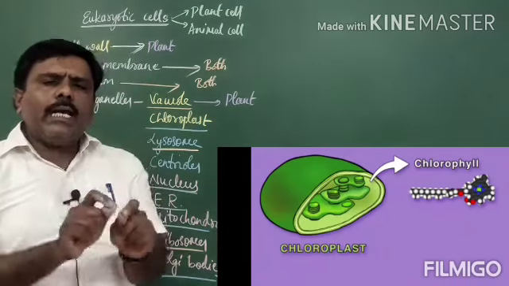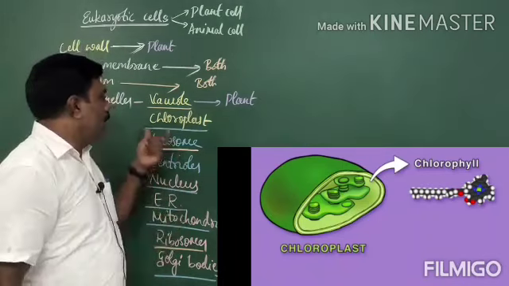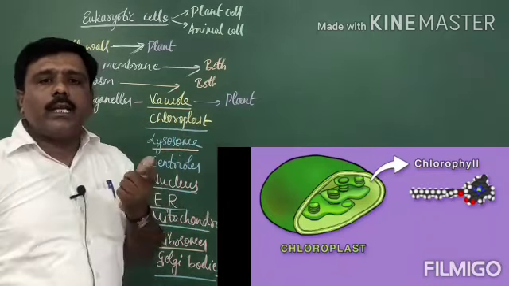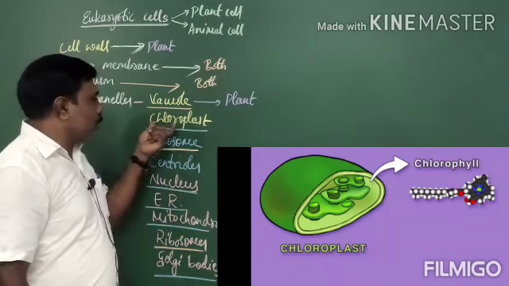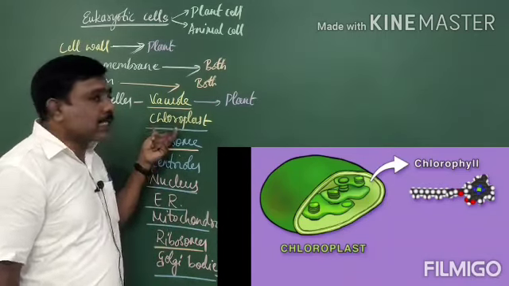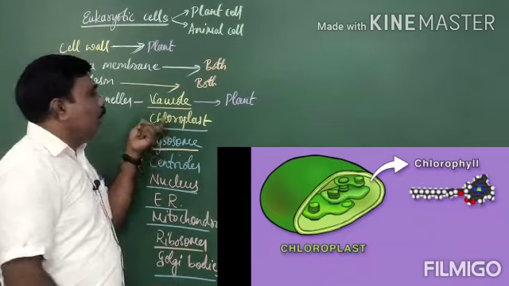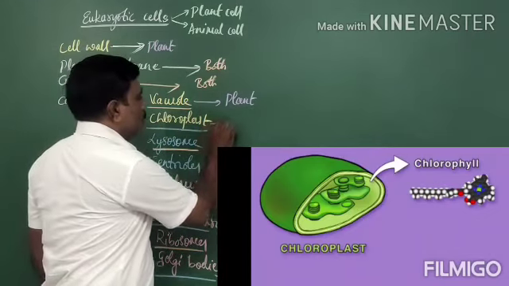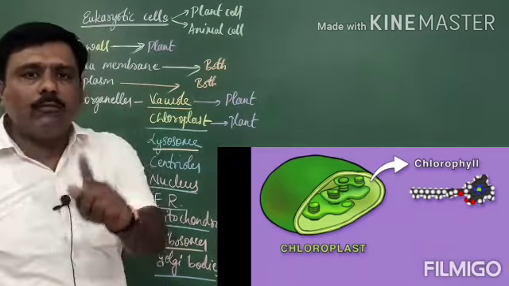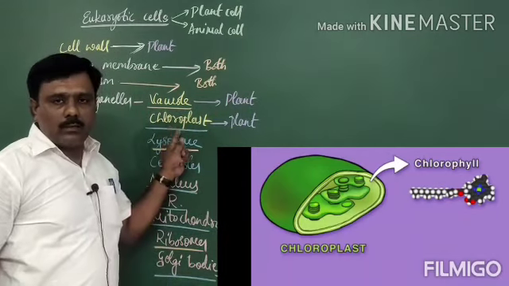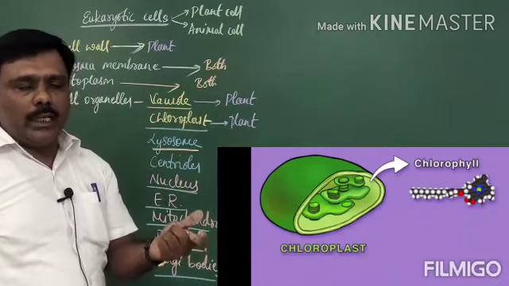See, why are these plant cells able to synthesize food material? Because they have the green photosynthetic pigment called chlorophyll. This chlorophyll pigment is present inside a double membrane bounded cell organelle called the chloroplast. These chloroplasts are found only in plant cells. Hence they synthesize their food material.